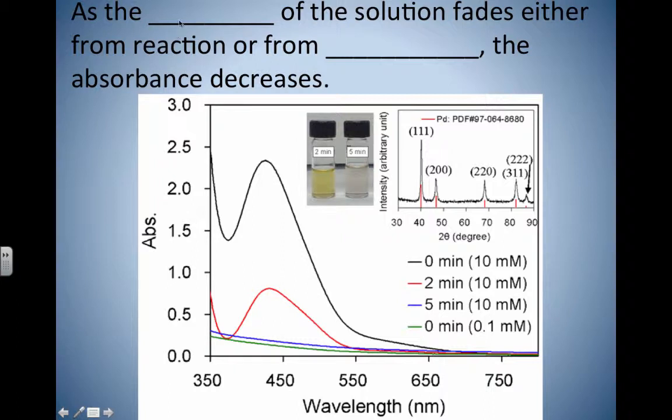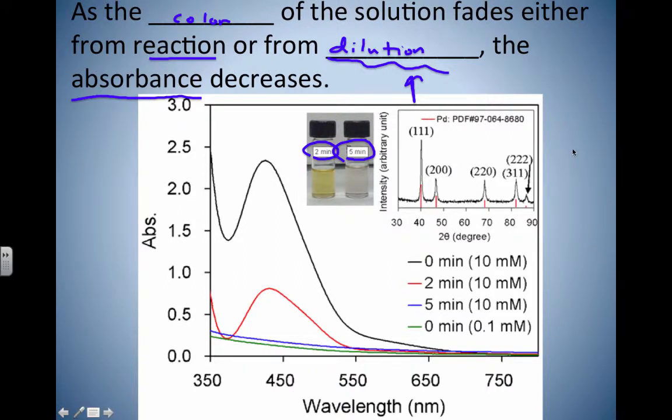Here's an example though. As the color of the solution fades, either because of a reaction or from diluting our solution, then the absorbance decreases. And we can measure the amount of absorbance that's remaining at any point in time, like comparing 2-minute solutions to a 5-minute solution, or we can create a series of dilutions and figure out the concentration of any sample at any given time.